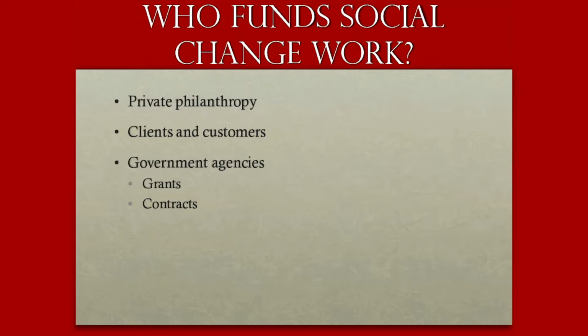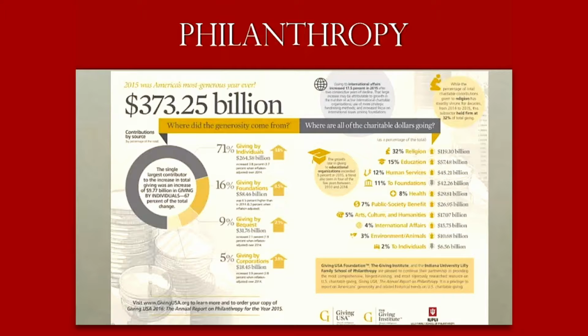And so we're going to look at the funding that comes from private philanthropy: you, me, family foundations, corporate foundations, individuals and institutions under private ownership who make contributions to nonprofits. We're also going to look at the fact that increasingly nonprofits have clients and customers and engage in transactional relationships. And then there's the role of government agencies and government funding. So I'm happy to share this slide with you from Giving USA.